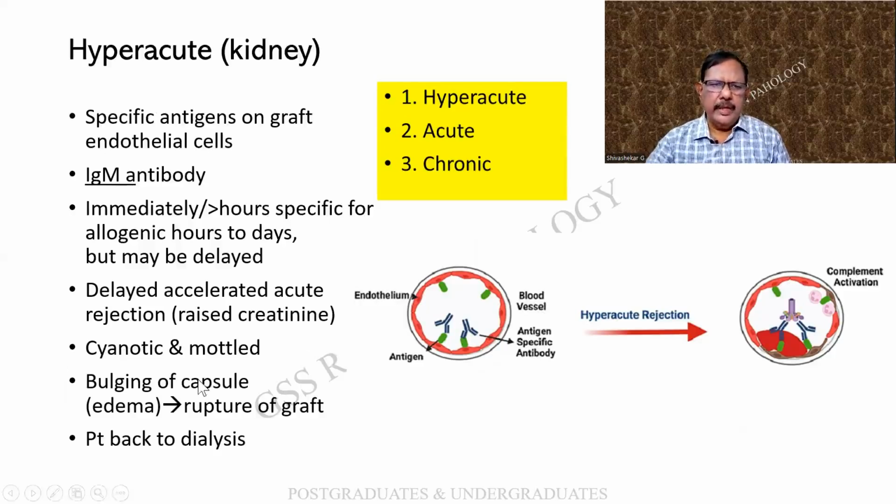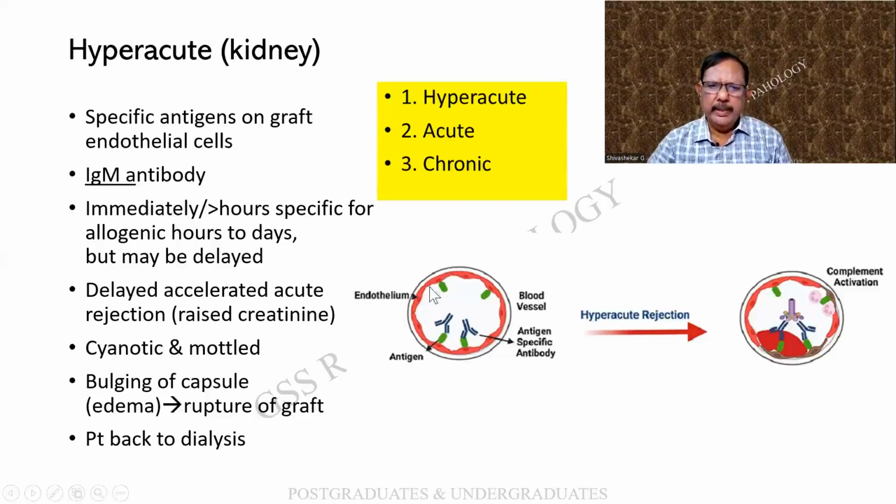It looks cyanotic and mottled, what we had seen in the previous picture. The capsule is bulging, there is edema, there can even be rupture of the graft. And when it fails, the patient has to go back to dialysis. Now, what is there in this picture?